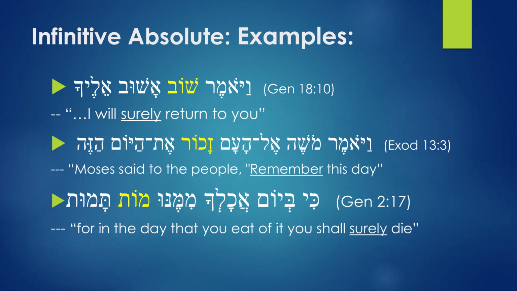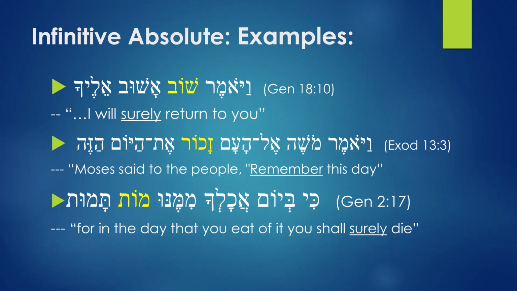You have shuv, ashuv. And we said when the infinitive absolute is standing before the cognate root, the function is that it's giving emphasis to the verb. And so the translation is going to be, I will surely return to you. Emphasis is given on ashuv. Ashuv means return. Elecha, to you. So the translation is going to be, and he said, I will surely return to you.